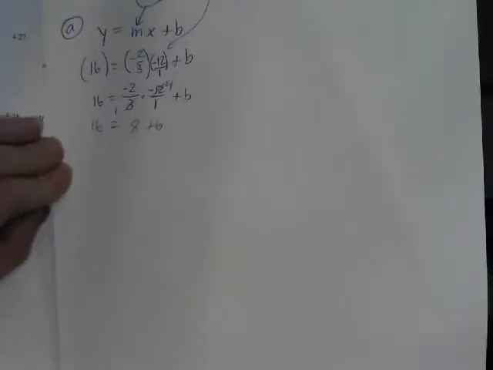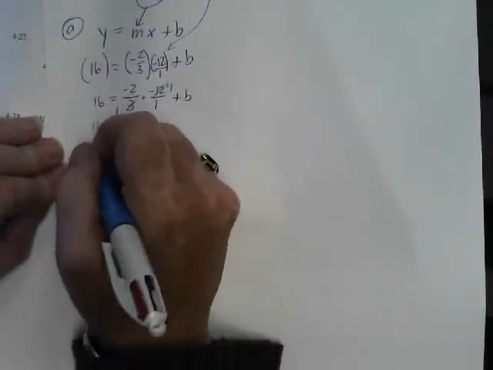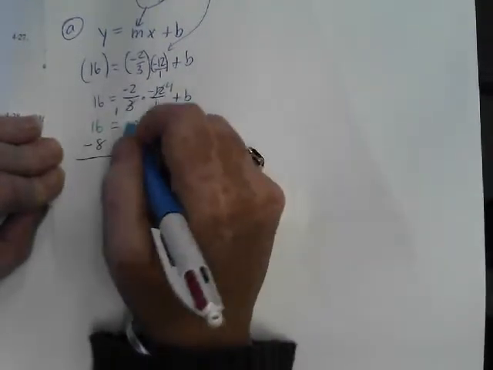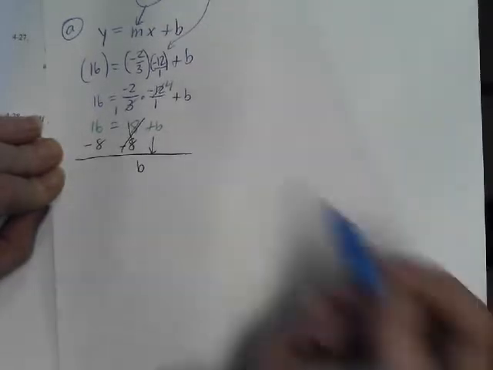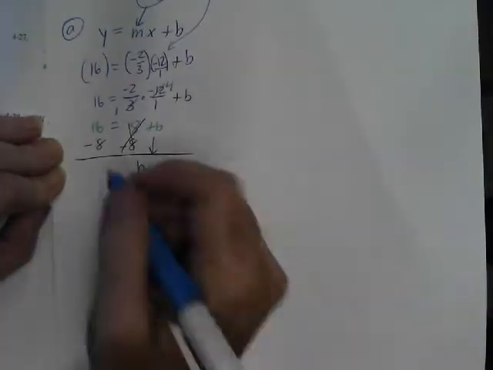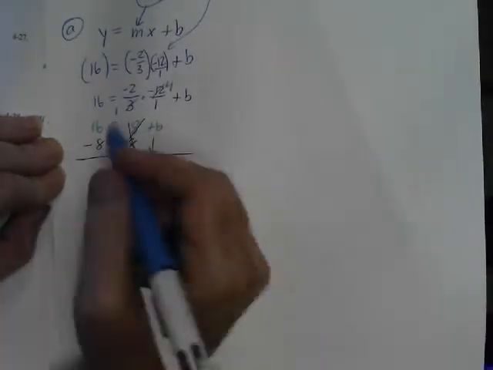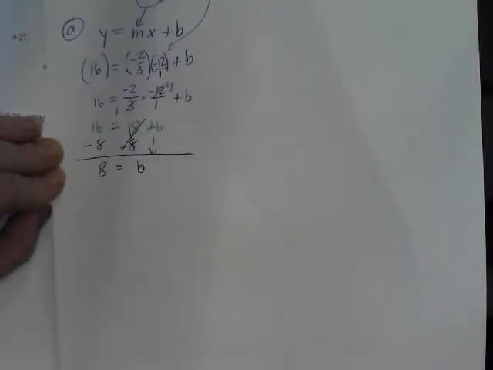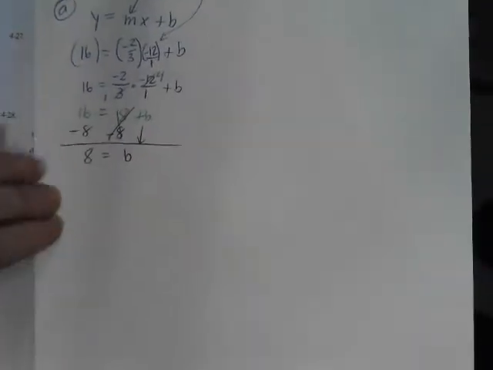Then I want to get the b by itself, so I have to subtract the 8 on both sides. Now here's b. b just comes down. And then that's equal to whatever 16 minus 8 is. Did anyone else get that answer? Like, Rocco, did you get that for b?